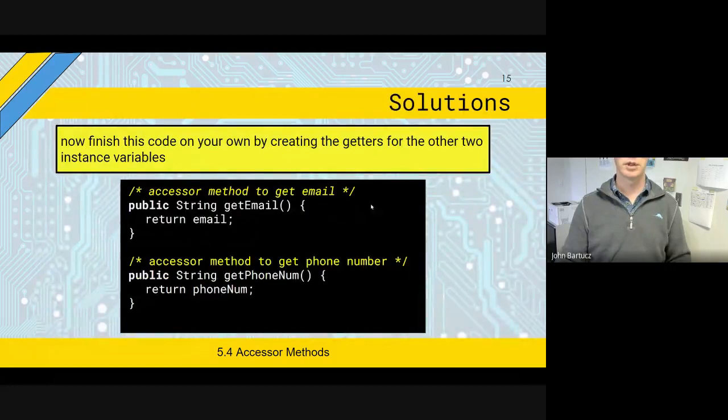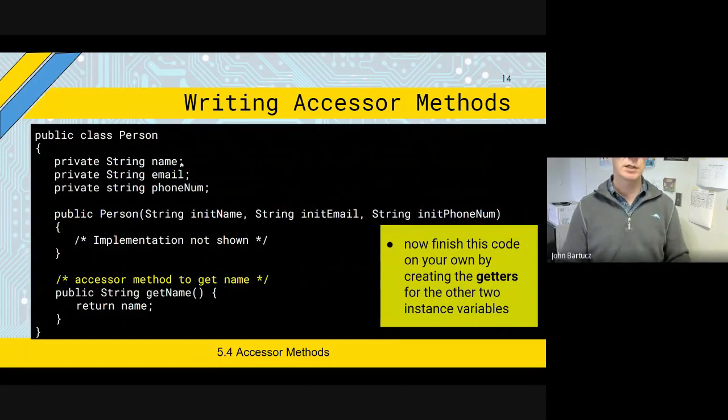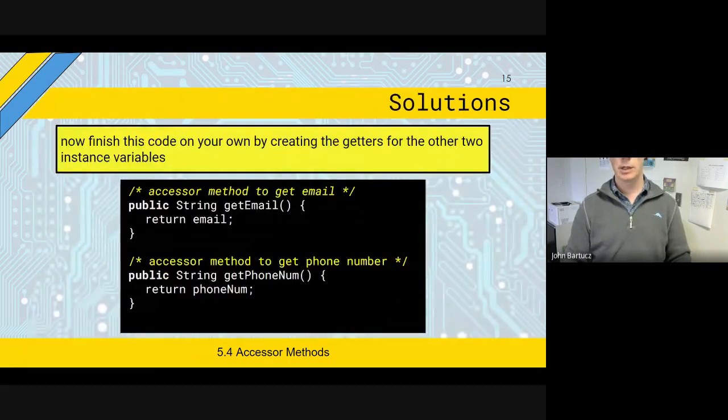So here are the other getters. Get email will return email. Get phone num will return phone num, right? So these are the three private attributes for this person class. So we want to be able to see them outside the class without being able to change them. So we create these accessors or getters, get name, get email, and get phone number. And all they do is return a string back to whoever called it.